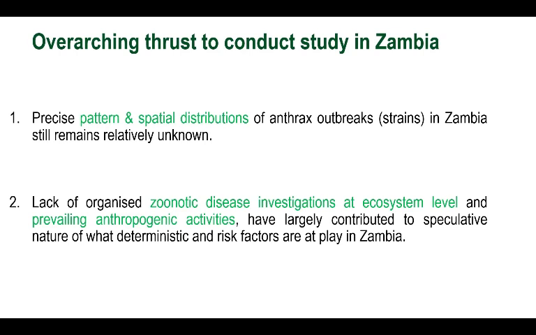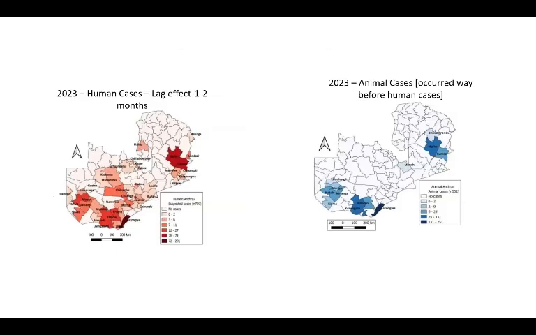We just see what we call sporadic outbreaks. The lack of organized zoonotic disease investigations at ecosystems level and also the prevailing anthropological activities, we have noted that these have been largely contributing factors, especially when we look at the deterministic and risk factors which are at play in Zambia. It's not only in Zambia, but also neighboring countries.